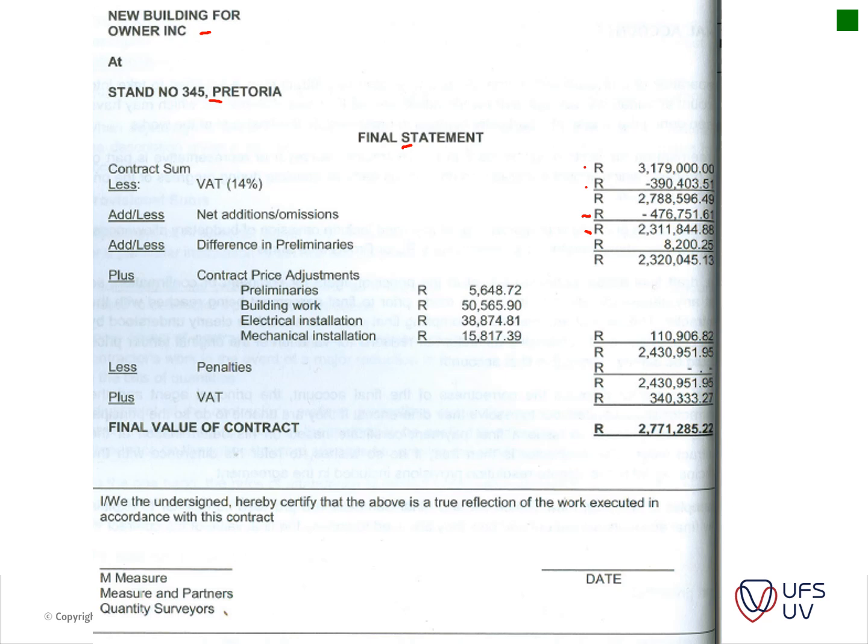So the final contract value was calculated at 2.3 million, and then add differences in the preliminaries. So there were some additional preliminaries that were added, and then you get to your contract price adjustments. Your contract price adjustments is that CPAP that we spoke about earlier on, that was issued, and then that is added as well on the project. And then you have maybe penalties. In this case there were no penalties, and then you add your VAT at the bottom and you get to your final amount that is due to the contractor. And then you can see there's a place where it can be signed. Usually what we do is we have 4 signatures: the QS measures, the principal agent measures, the contractor signs, and then the client signs also on the final statement.